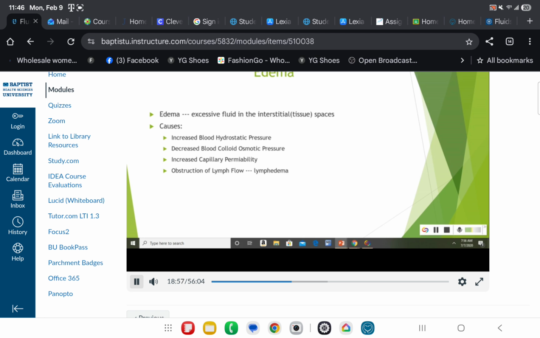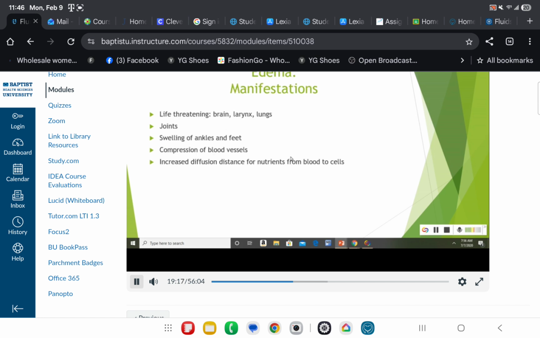Okay, so the causes of edema, you have four main causes. You have increase in blood hydrostatic pressure, decreased blood colloid osmotic pressure, increased capillary permeability, and obstruction of lymph flow, which is called edema. But each of these causes, they have things that will cause them to happen. So let's look at each one.